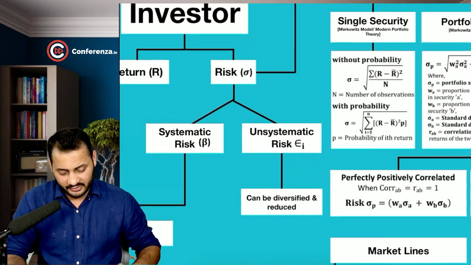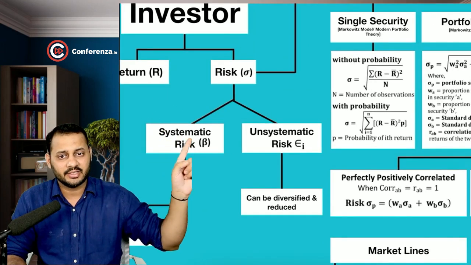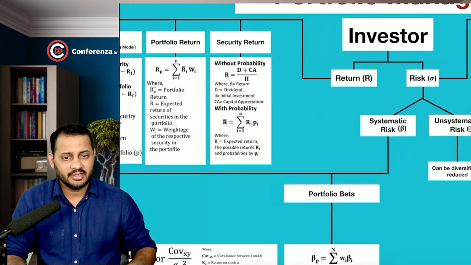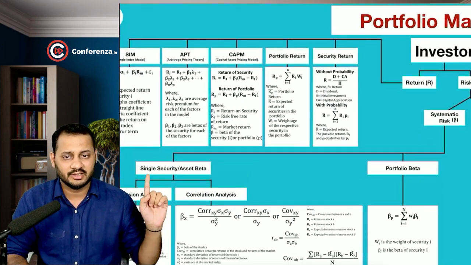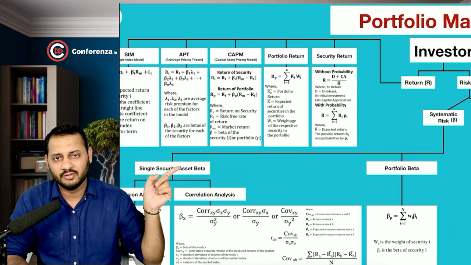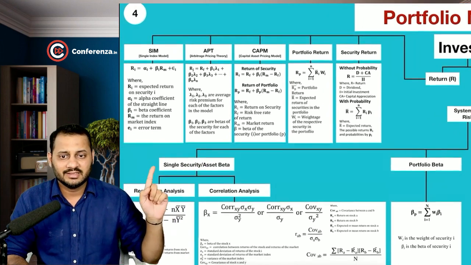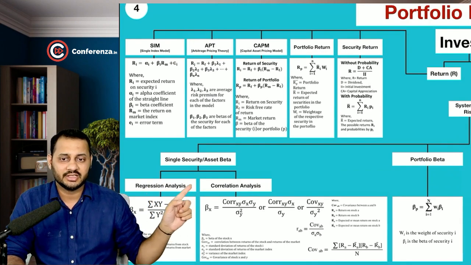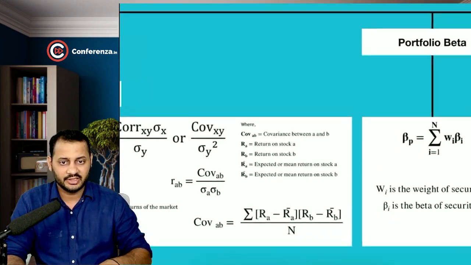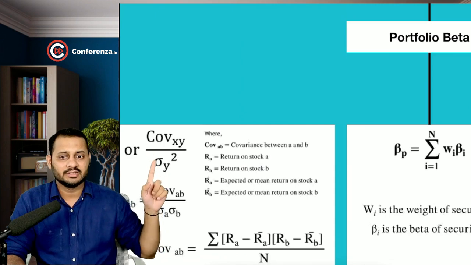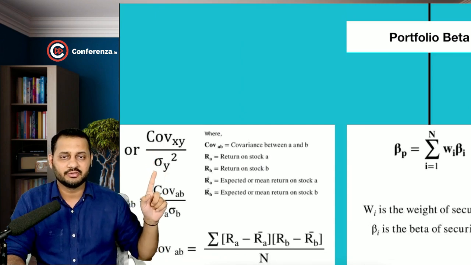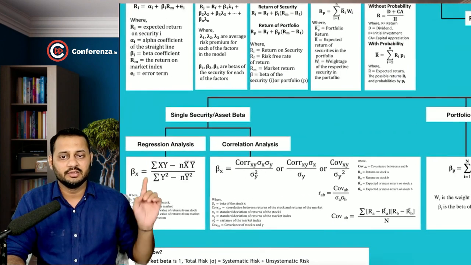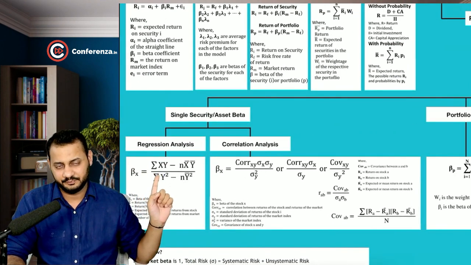Then we also divided the total risk into two parts: systematic risk and unsystematic risk. Unsystematic risk can be diversified and reduced. Systematic risk can be calculated for the single asset and the portfolio as well. That we will look at later on. Single security or asset beta is calculated using these formulas: regression analysis or correlation analysis. The correlation analysis basic formula is this: covariance of xy divided by summation of y square. Getting it? And then the regression analysis is this formula.